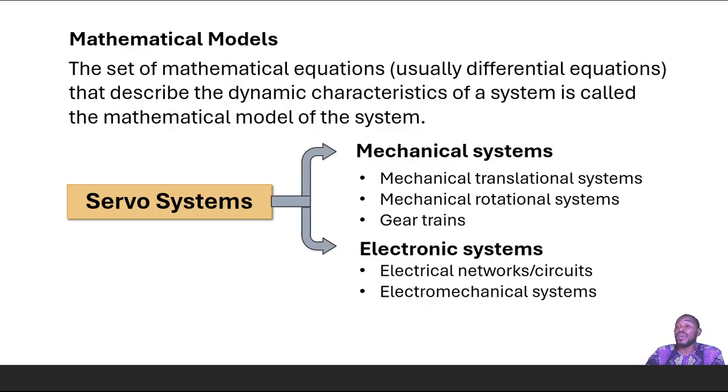Because what we're going to end up with at the end of the day in the mathematical functions is the transfer functions of these systems. That's what we're going to derive, right? The transfer function of mechanical translational systems, the transfer function of rotational systems, gear trains, transfer functions of these systems, not just their differential equations. Okay.